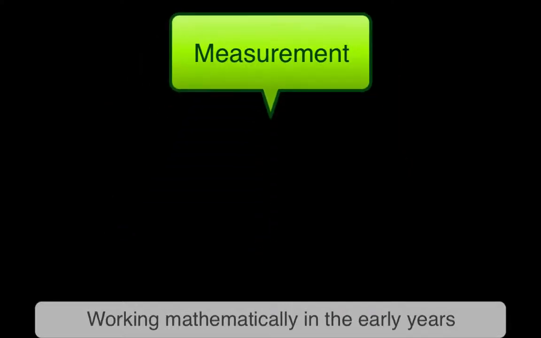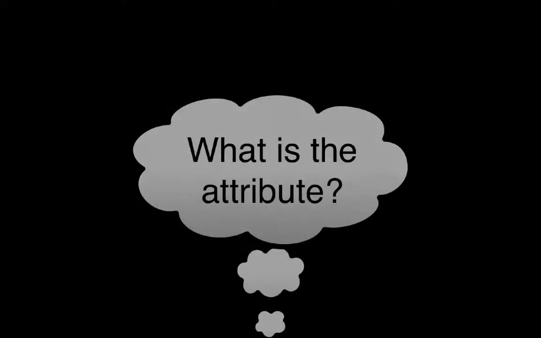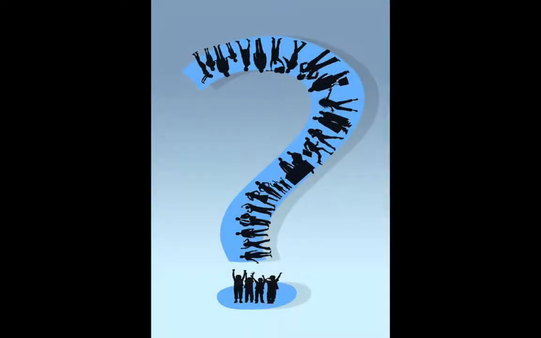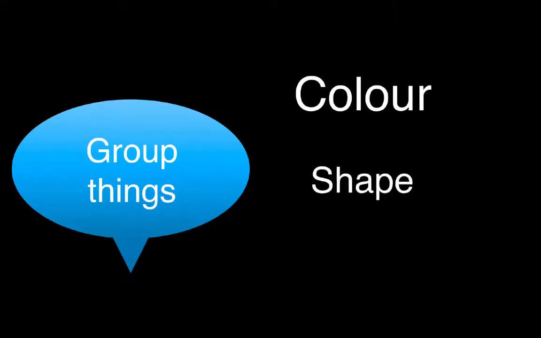When we're looking at measurement, there's a number of steps that you need to go through in terms of developing the whole measurement concept amongst children. Initially, one of the hardest things to differentiate for children is identifying the attribute. It may seem easy for us as adults because we've already identified it. But if you think about the experiences of children up to this point, we've been asking them to group things by colour or by shape or all sorts of things.